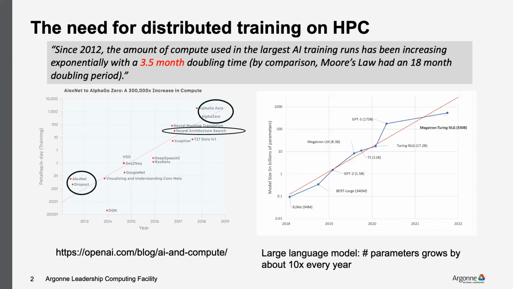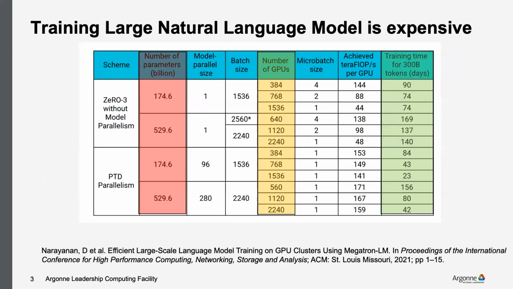And of course, recently large language models have become larger and larger, which also introduces a challenge. The plot on the right side shows almost a 10x increase every year in the number of parameters involved in a large language model. So now the largest model that exists in the literature has a trillion parameters.